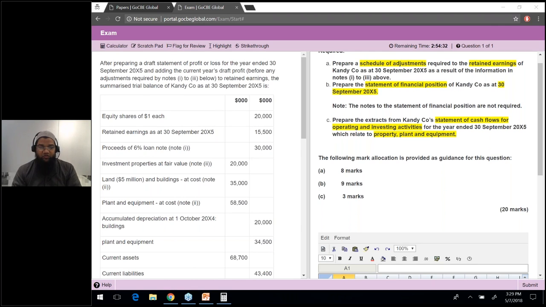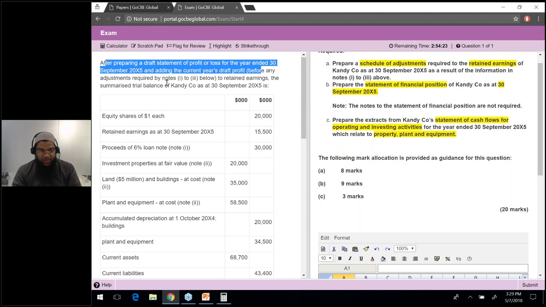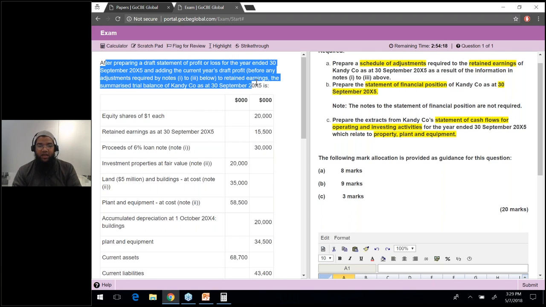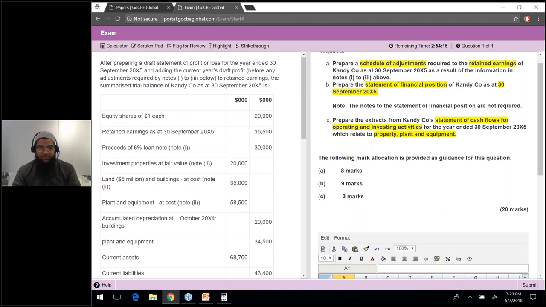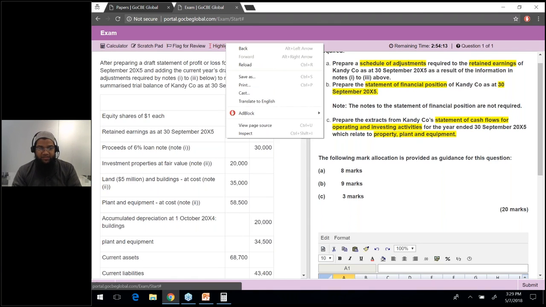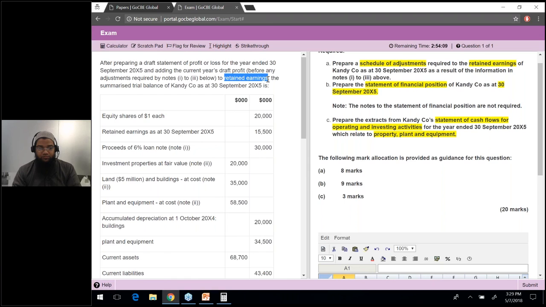After preparing a draft statement of profit or loss for the year ended 30th September 20X5 and adding the current year's draft profit, before any adjustment required by notes 1 to 3 below, to retained earnings, the summarized trial balance of Candy as at 30th September 20X5 is as follows. So the question actually says that they have prepared a statement of profit or loss, and then they have added the current year's draft profit. Added where? Added to the retained earnings.